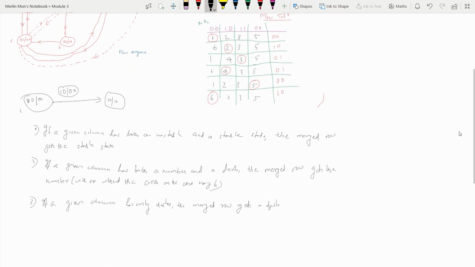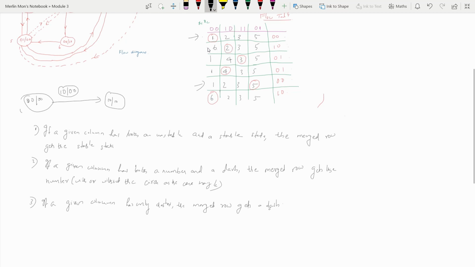Yes. Okay. Now, if a given column has both stable and unstable states, we will merge. There is one more thing, we can't merge just any rows, so the numbers must be the same, meaning the column must contain the same numbers. For example, we can merge this row and this row, but we can't merge the first row and second row because here the state is 1 and here the state is 6, so we can't merge it.